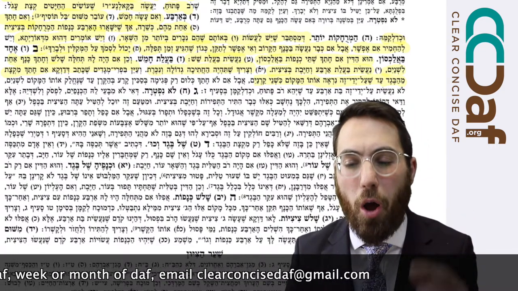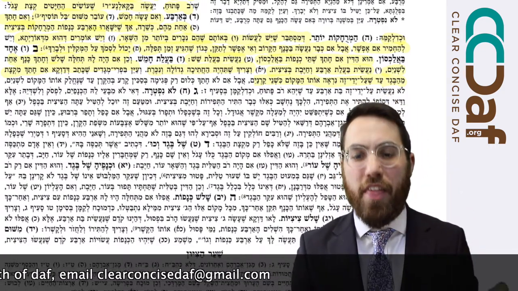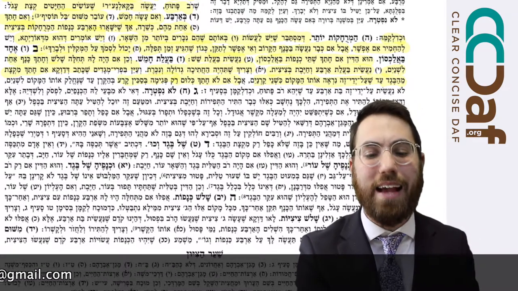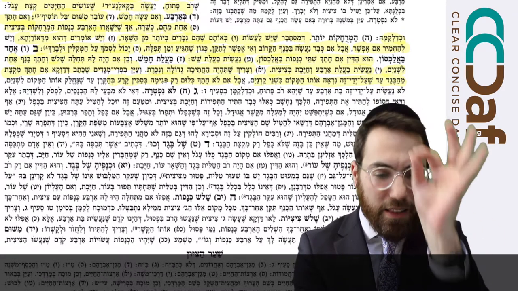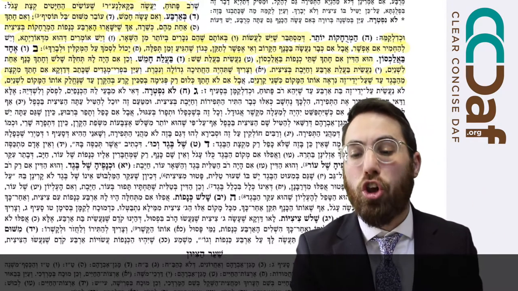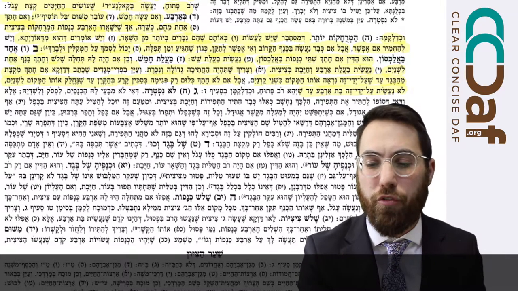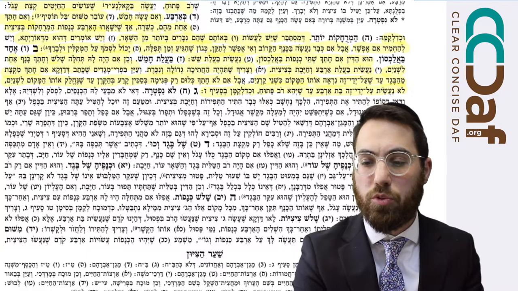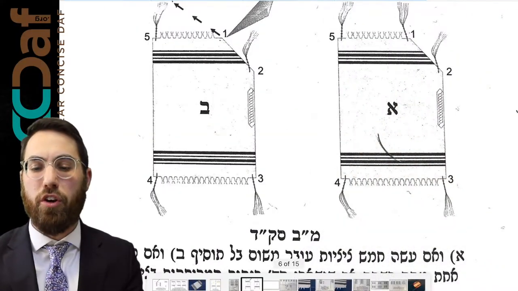You have to cut a substantial area so that it looks like two horns. But if you just made a little slit with a knife at the end, you just made a little slit, and you split the two in half, it's not called a four-cornered garment. Actually it's pasuch, that's the majority open, which we'll see tomorrow. And let's see what he's referring to over here.